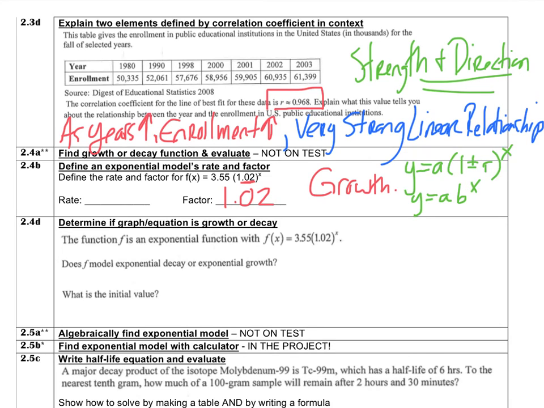Now there's two ways you could see that this exponential model will be written. This is the format we're actually seeing right now: the initial starting amount and then the growth or decay factor. Again, the growth or decay factor, in this case it's growth, was 1.02.